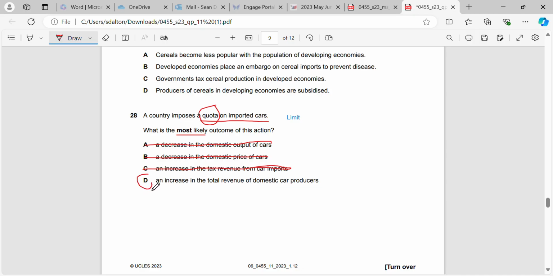So correct answer is D, increase in the total revenue of domestic car producers, which makes sense. If we're putting a limit on how many cars can come into the country from other countries as imports, that means that domestic car producers are going to have more cars to sell. And if they've more cars to sell, then they're going to have more revenue.